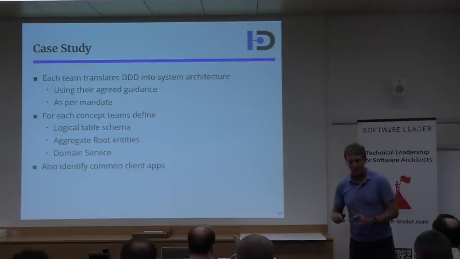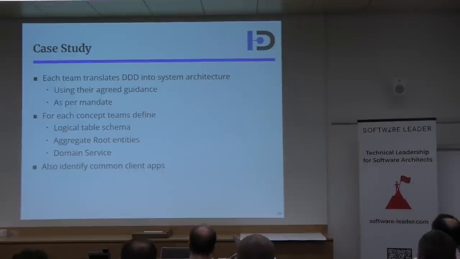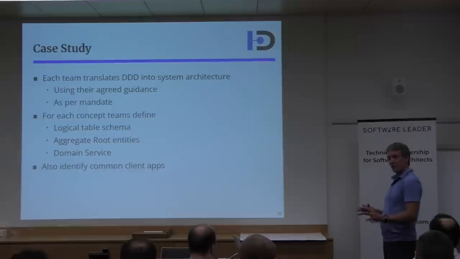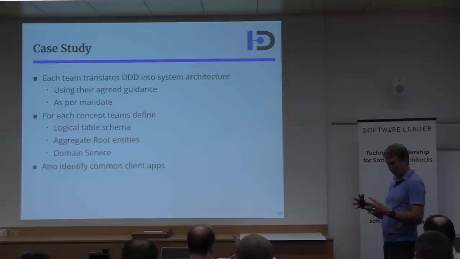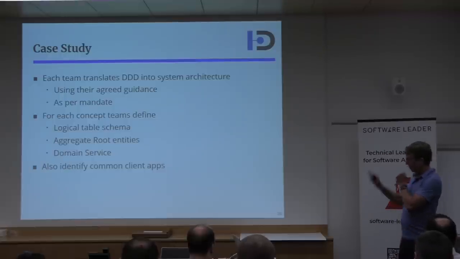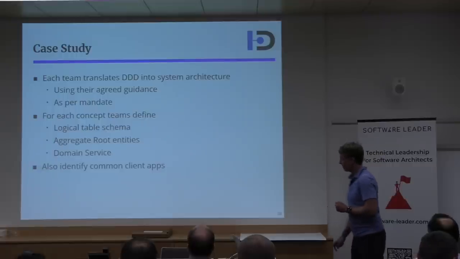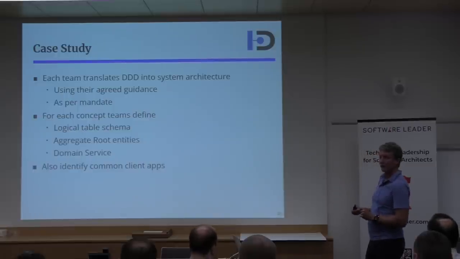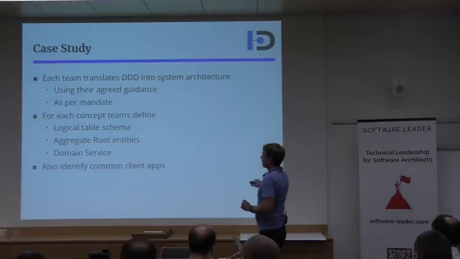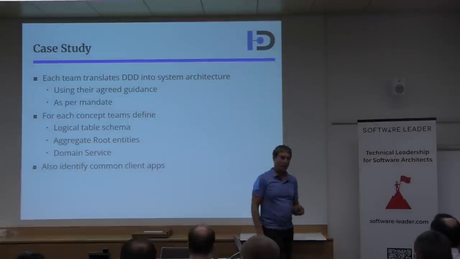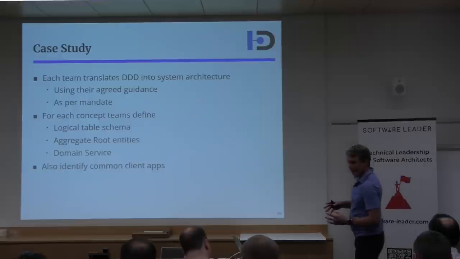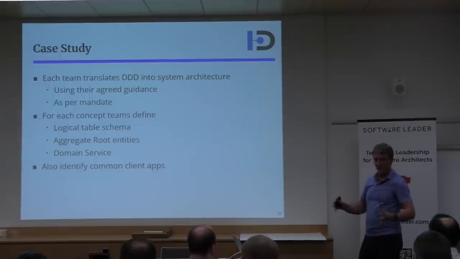Using their rules that I showed you, they take their DDD analysis, which in and of itself was extraordinarily valuable. Ubiquitous language for every division, all that understanding of the domain model, all that deep understanding of all the information, 20 years worth of insights. And they try to now make it a system architecture. They're trying to follow the mandate of APIs, and they're trying to follow their agreed DDD guidance. For each concept, they create, of course, the logical table schema from that model. They identify the aggregate root entities, all makes sense, and they bound that in a single domain service.